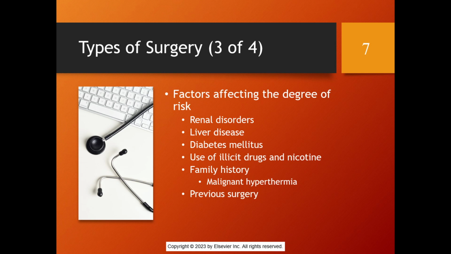Family history can provide clues to genetic predispositions, such as the rare but serious condition of malignant hyperthermia, a potentially fatal reaction to certain anesthetic agents. Lastly, a history of previous surgery can influence surgical risk. Scar tissue, adhesions, or altered anatomy can complicate the procedure, while previous exposure to anesthetic agents or antibiotics can lead to the development of resistance or allergies.